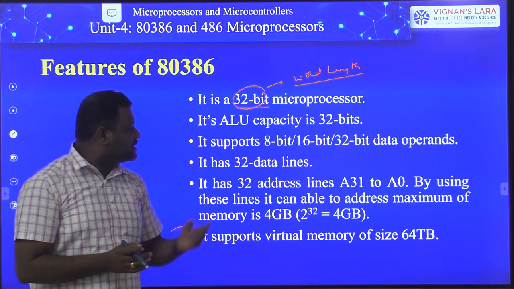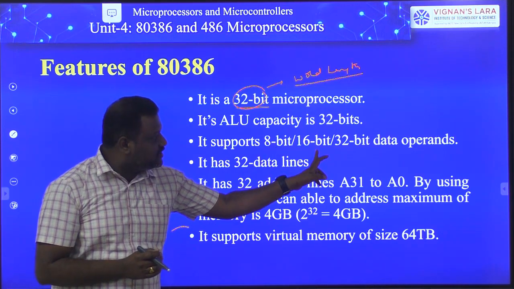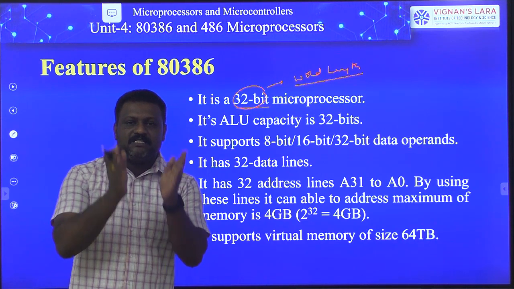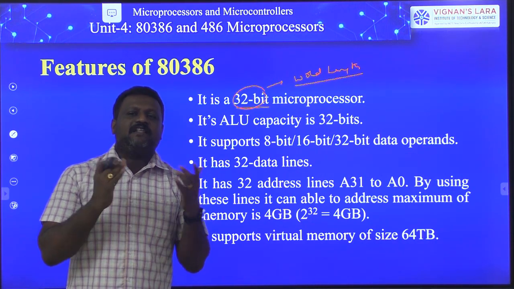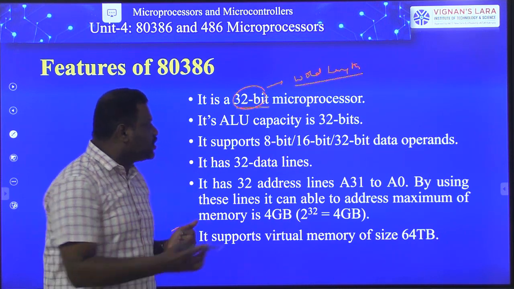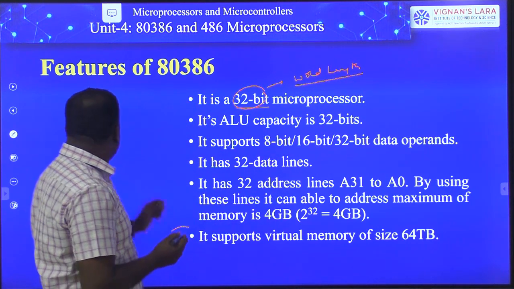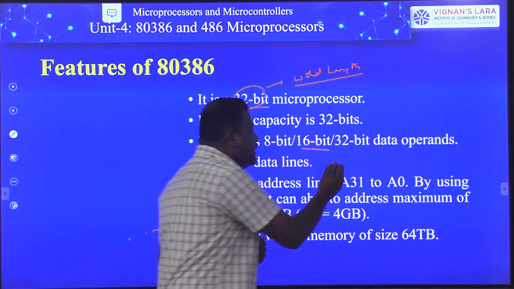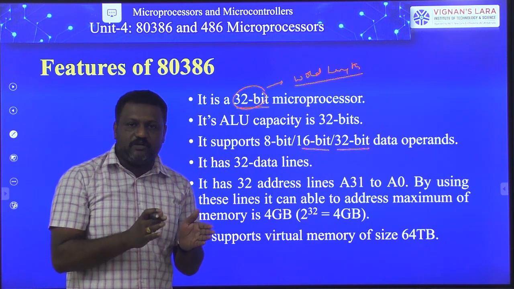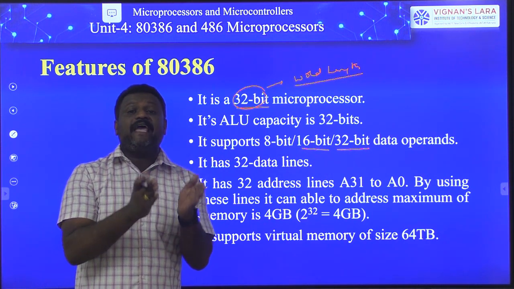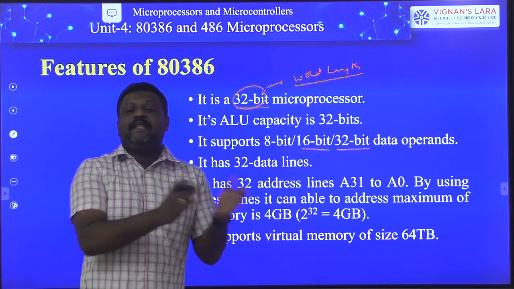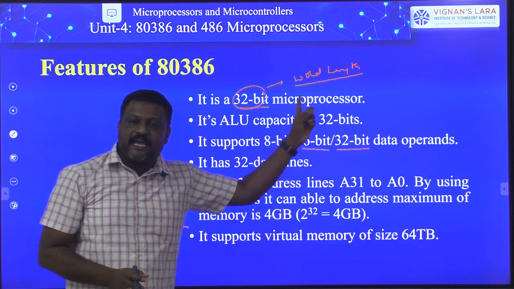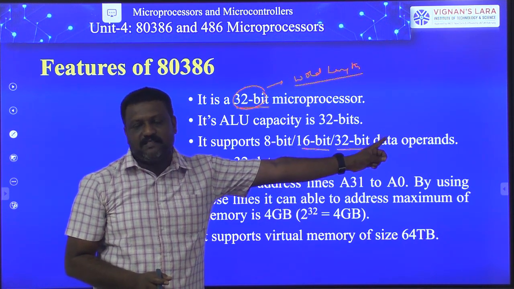And coming to the third one, it supports 8-bit, 16-bit, or 32-bit data operands. The meaning of this is, this 80386 can do its arithmetic or logical operations either on 8 bits, or on 16 bits, or on 32 bits. That means your 80386 can do its operations on these 3 different data operands. One is 8 bits, second is 16 bits, and third is 32 bits.